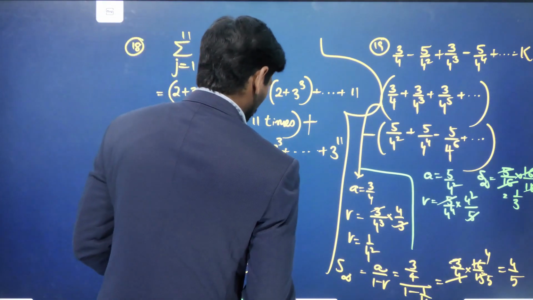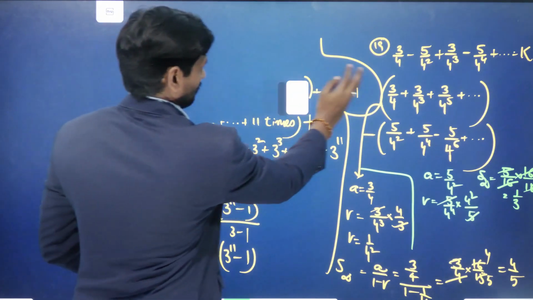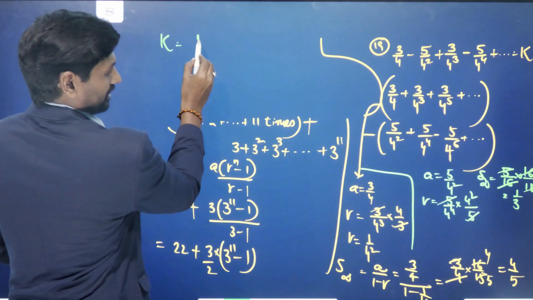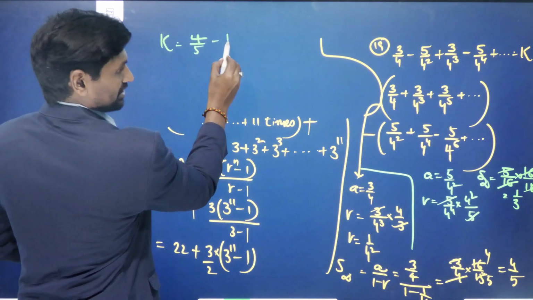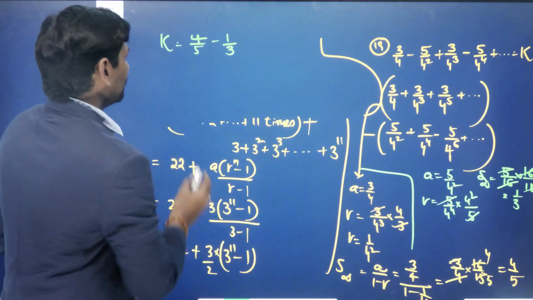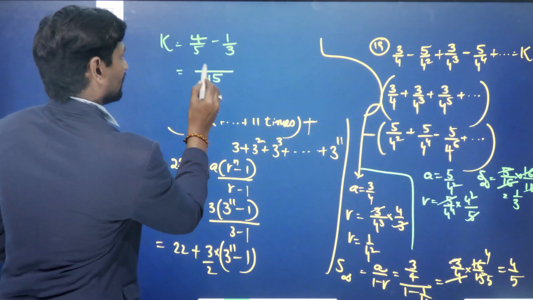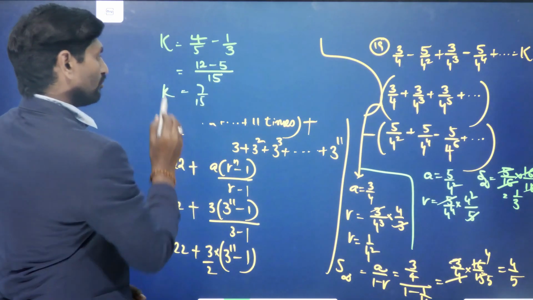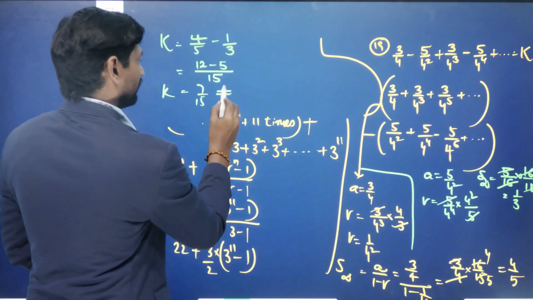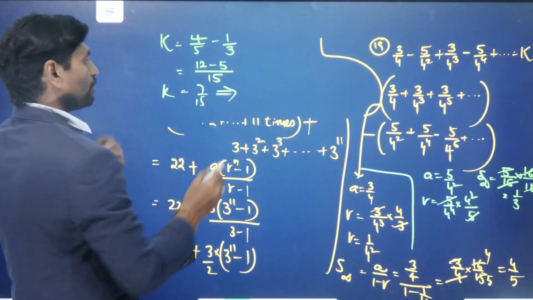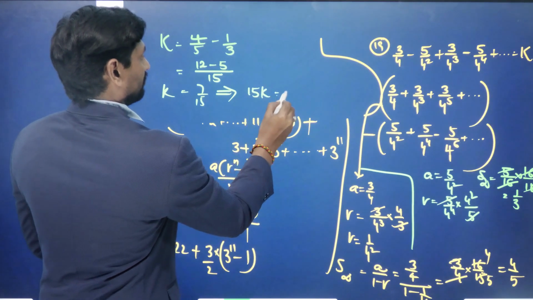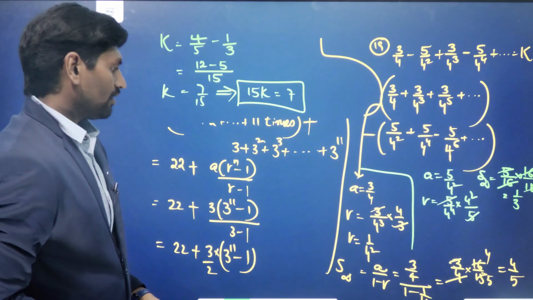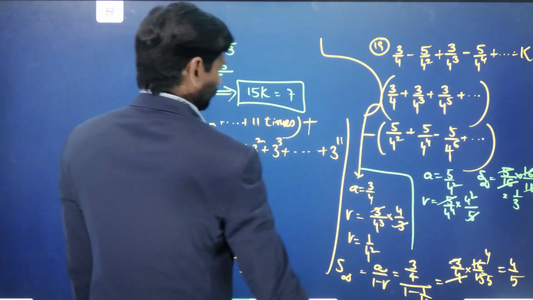Now I am doing this one. The required answer K equals 1 by (4/5 minus 1/3). Simplify this one. LCM is 15. Here 12 minus 5, that means 7/15. We need to find 15K. K value is 7/15. This denominator 15 transposes to the other side and becomes multiply 15. So 15K equals 7. This is our required answer. Now let us go to the next problem.